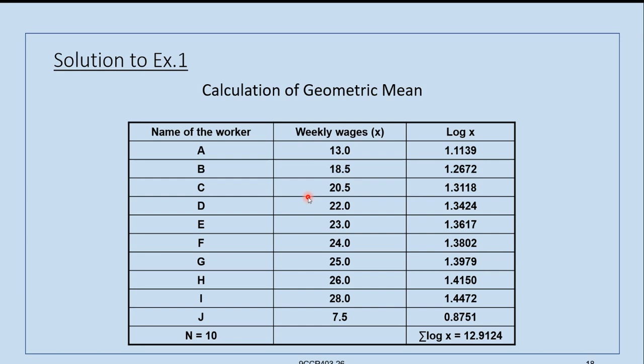Just for your understanding, I am explaining this. Here 18 means two digits are there, so one we have to put. The logarithm for 18, 5 column value 2672. Like this, we have to take logarithms of all these digits. Here only one digit is there, so 0 is taken because 1 minus 1 is 0. And 75, 0 column 8751. So the sum of all logarithms, sigma log x, is 12.9124.